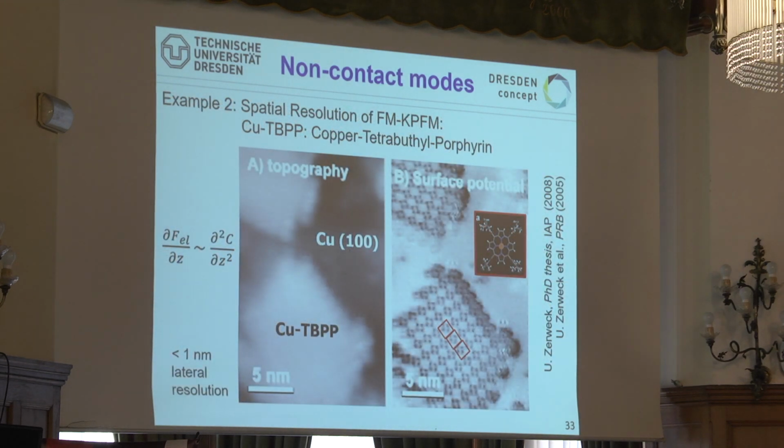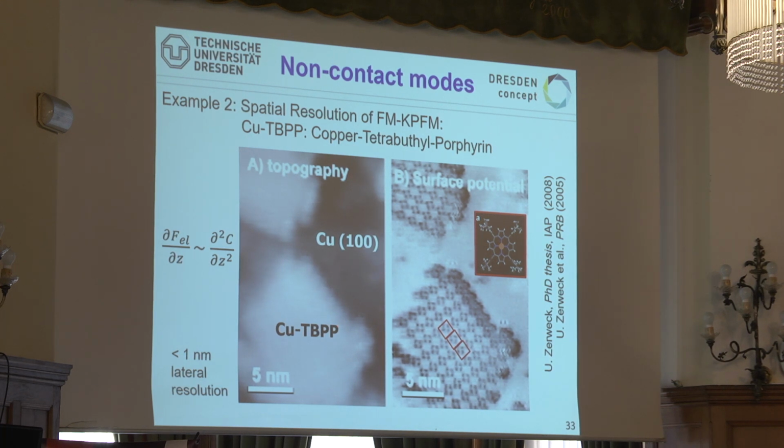Second example, high resolution. We take a material which is a copper tetrabutylporphyrin, and you see the molecule sketched here. This is just 1 nanometer by 1 nanometer in vacuum. And you see basically there are 4 legs, 1, 2, 3, 4 butyl legs, and we have 1 copper atom in the center. And we do the same measurement, exactly the same machine, but we go basically for high resolution.